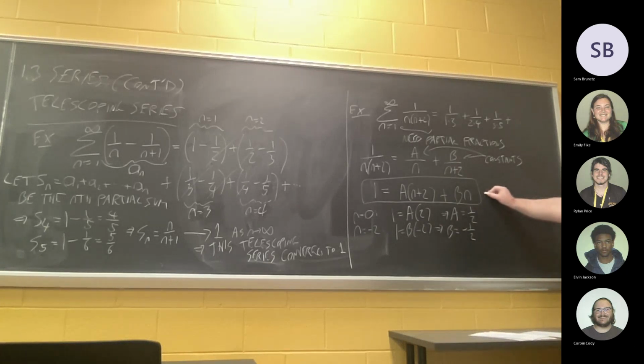So the result is that 1 over n plus 2 is equal to 1/2 over n minus 1/2 over n plus 2. That looks much better. Okay.